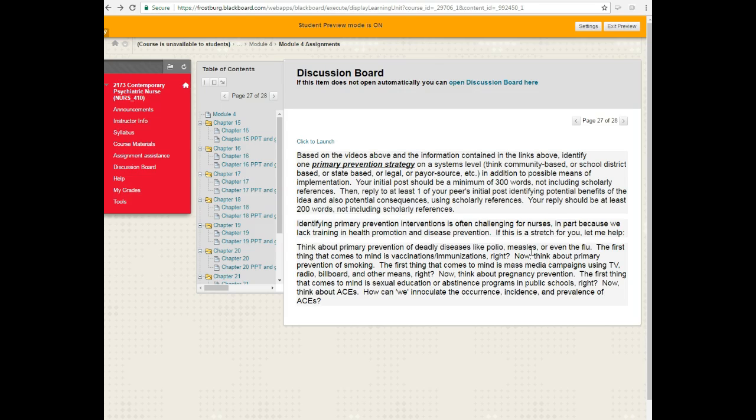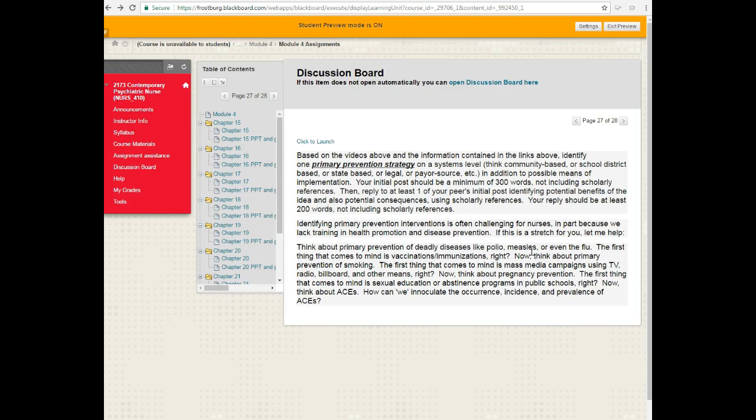Identifying primary prevention interventions is often challenging for nurses, in part because we lack training in health promotion and disease prevention. If this is a stretch, here is something that might help you. Think about primary prevention of deadly diseases like polio, measles, or even the flu. The first thing that comes to mind is vaccinations and immunizations, right?